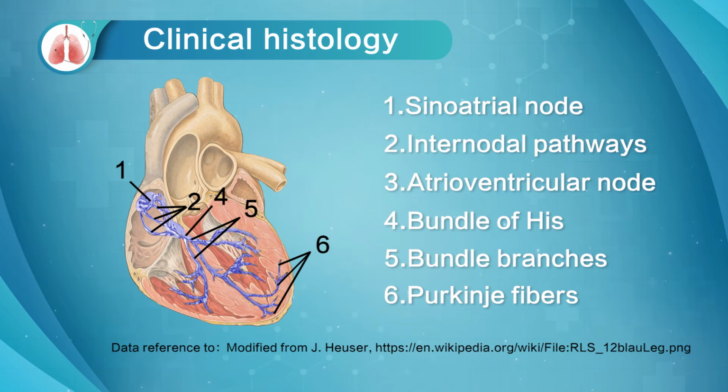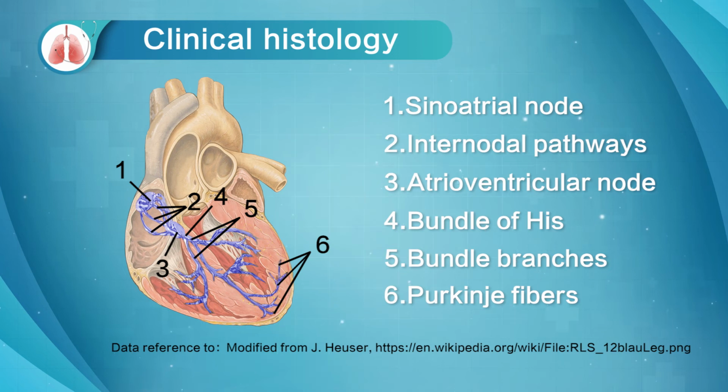The AV node is followed by the specialized bundle of His. This bundle further divides into right and left bundle branches that run along the interventricular septum to the apex of the heart. At the apex, the bundle branches continue to subdivide into conducting fibers, also known as Purkinje fibers, which transmit impulses to the cardiac muscle cells in the ventricles.